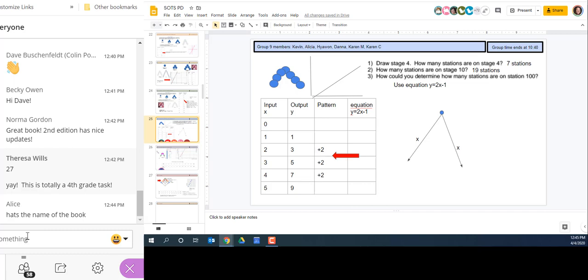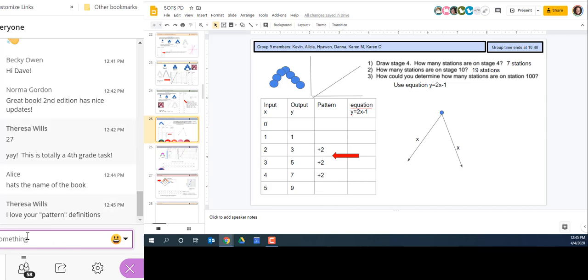So the way that we've taught it, at least that I've taught it in my classroom, is that the pattern is what happens in between the input and the output. So if you have one and you're putting one in, the pattern is, and I'm doing air quotes, the rule, like what you do to it to get your output.